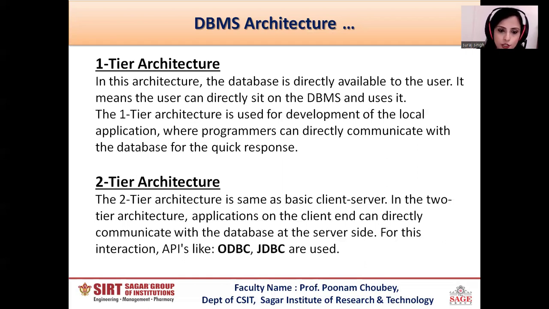Second is the two-tier architecture. The two-tier architecture is also similar. It has the basic client server, right? Client server means client server architecture. It means the client has a direct approach to the server for the database. In the two-tier architecture, the application on the client can directly communicate with the database at the server side. It means there are so many clients using the database. So the clients can easily connect with the server or with the database at the other end.